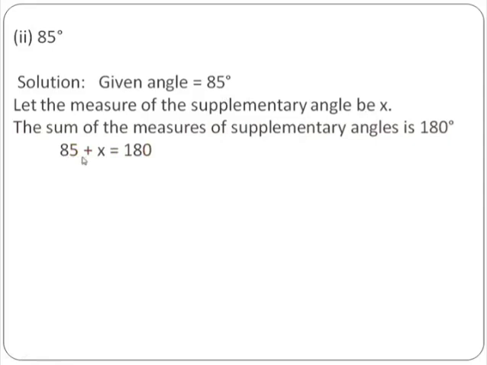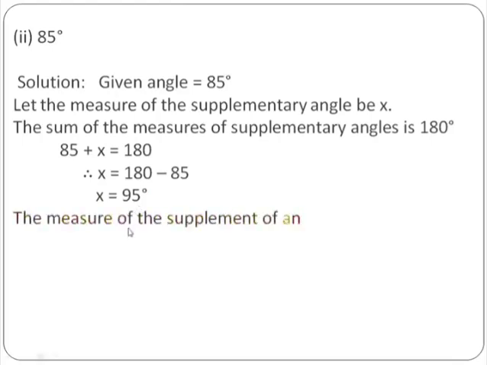Now here we will subtract this 85 from 180 because here 85 is in addition. So you will get x is equal to 180 minus 85. On subtraction you will get x is equal to 95 degrees. So write the last answer: the measure of the supplement of an angle of measure 85 degrees is 95 degrees.